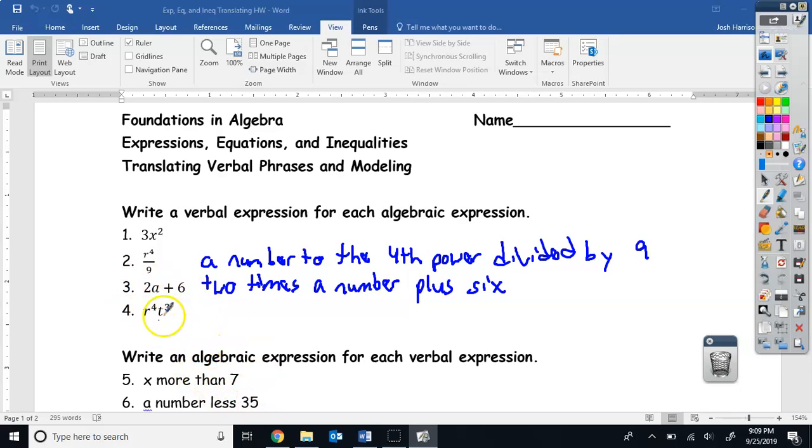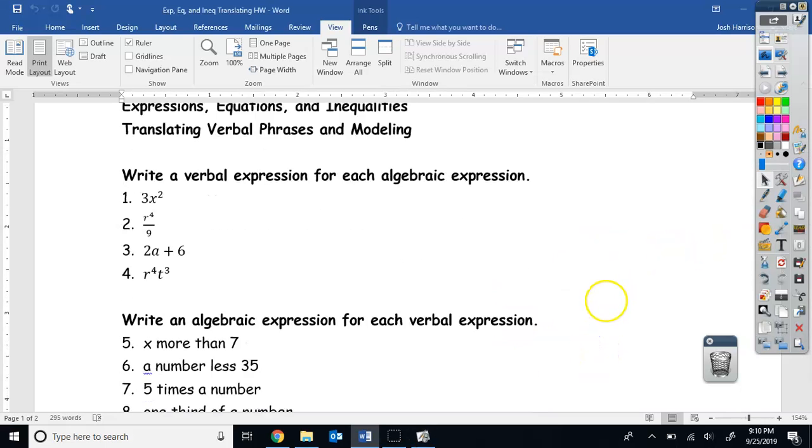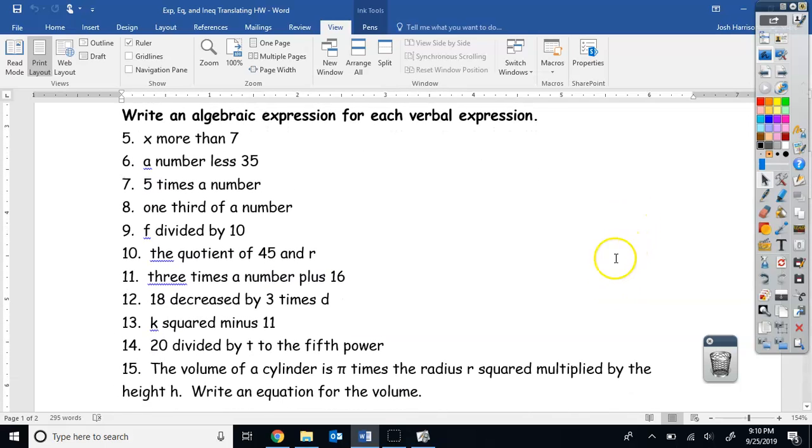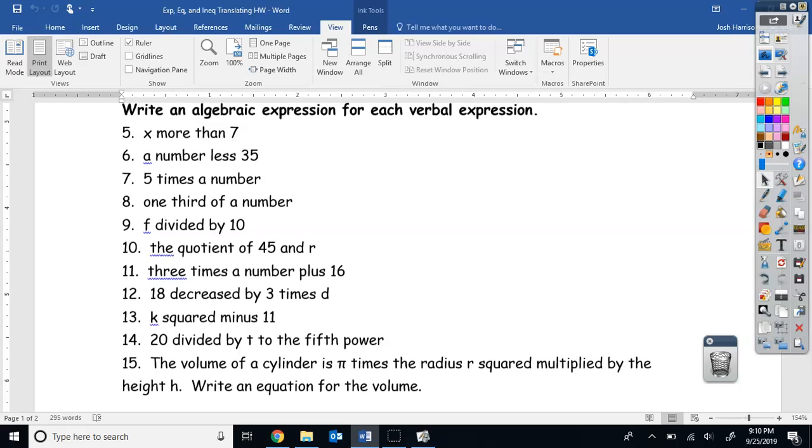This one here, I'm going to say it, but I'm not going to write it down on the screen, would be a number to the 4th power multiplied by another number to the 3rd power. Notice we said a number and then we said another number because I have 2 different variables there. So that is translating from mathematical expressions into verbal expressions, or putting it in words basically. The next section was a little bit different. The next section you are looking at writing the algebraic expression, which basically looks like this, for each verbal expression.